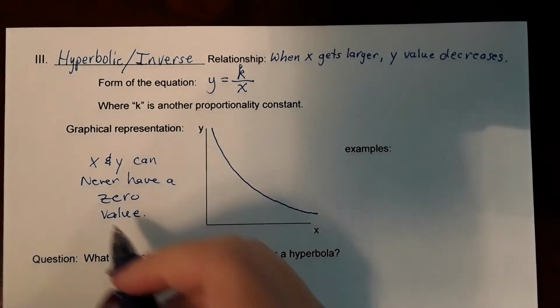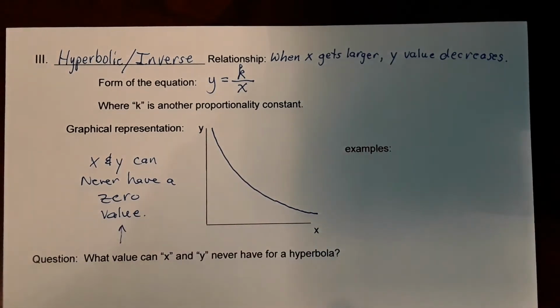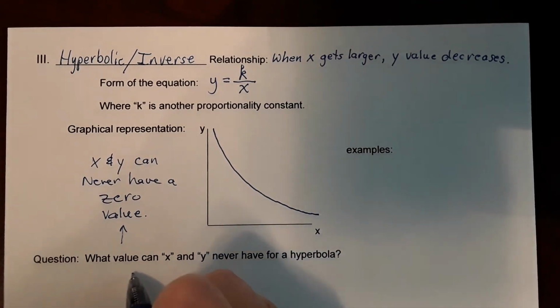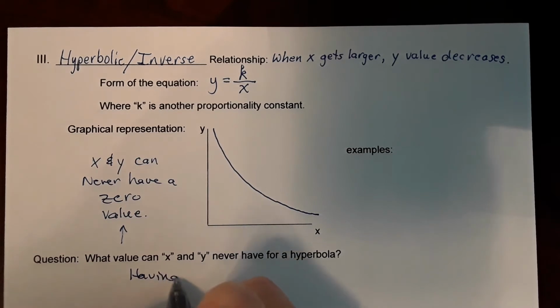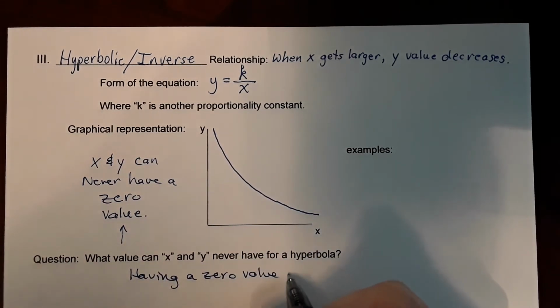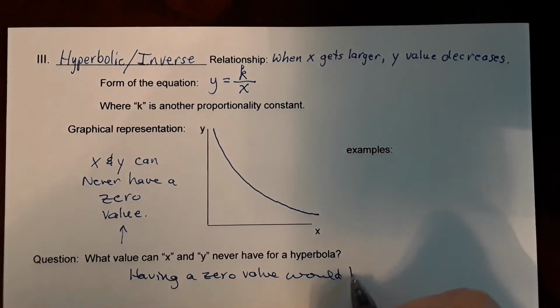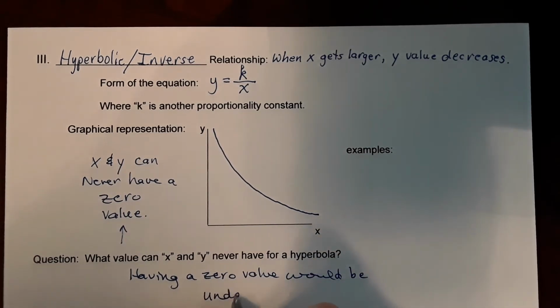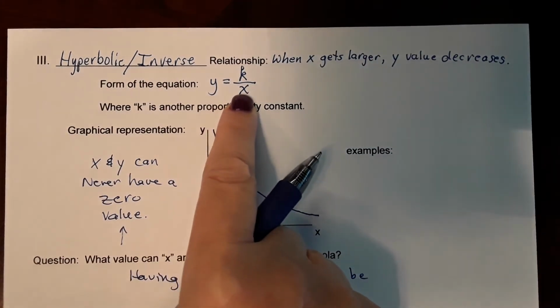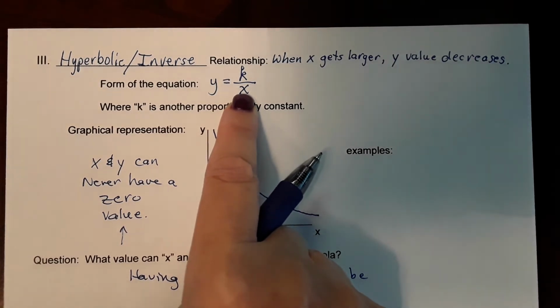Okay? And that's the answer to this question right here. Why can they never have a 0 value? Because it would be undefined. Having a 0 value would be undefined, because you'd end up with a 0 in a denominator, and you know that's not good at all.